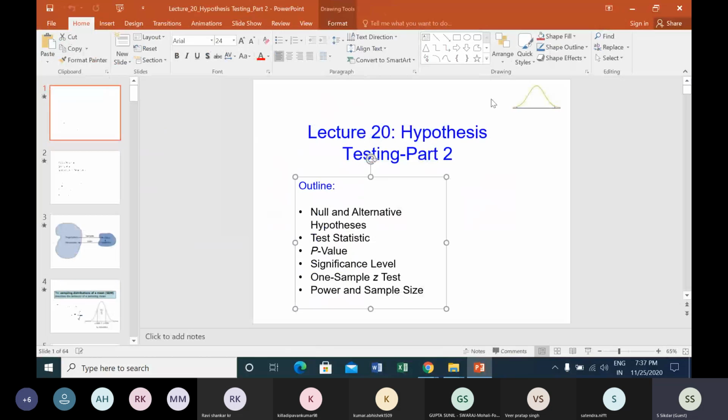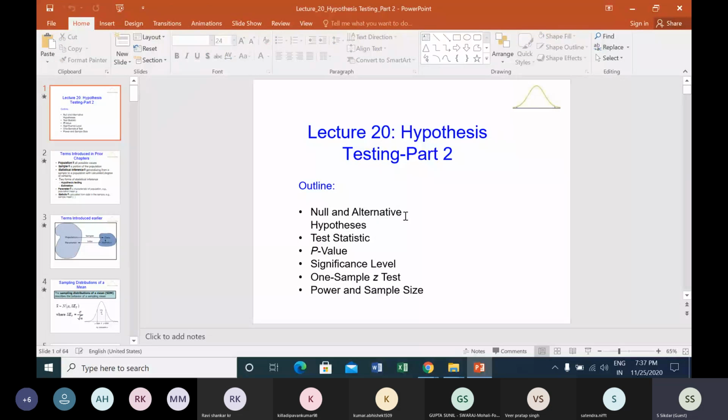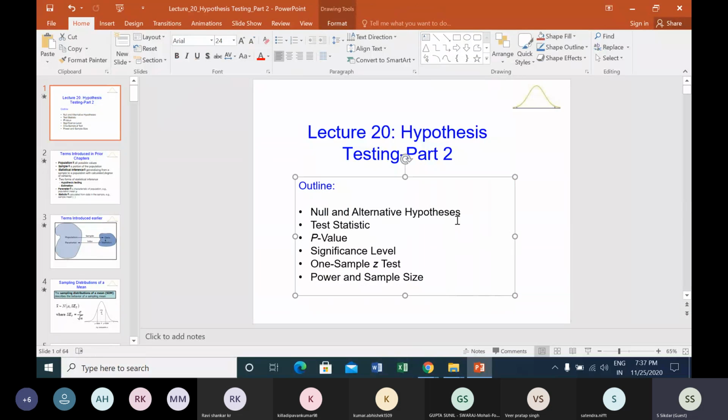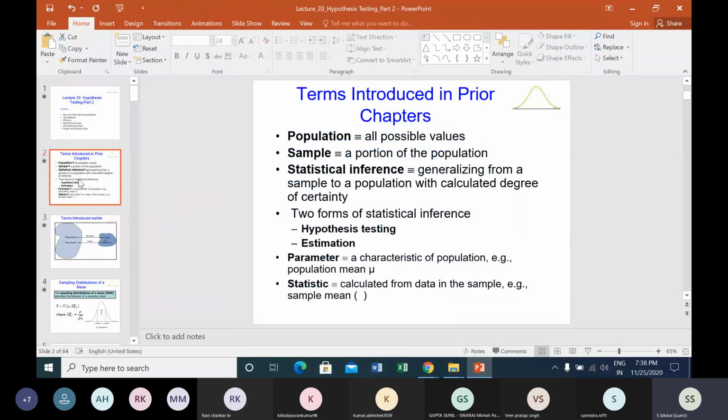Okay. So today we are going to do part two of hypothesis testing, and we'll go one by one. In the outline it shows null and alternative hypothesis, test statistic, p-value, significance level. In any way, you don't need to think so much. I'll cover it. Already we have discussed null and alternative hypothesis on the other day, but still, as I do similar to the other class, I will repeat them.